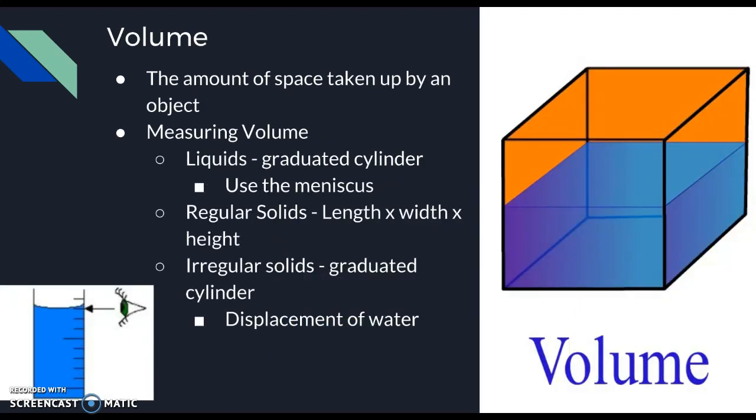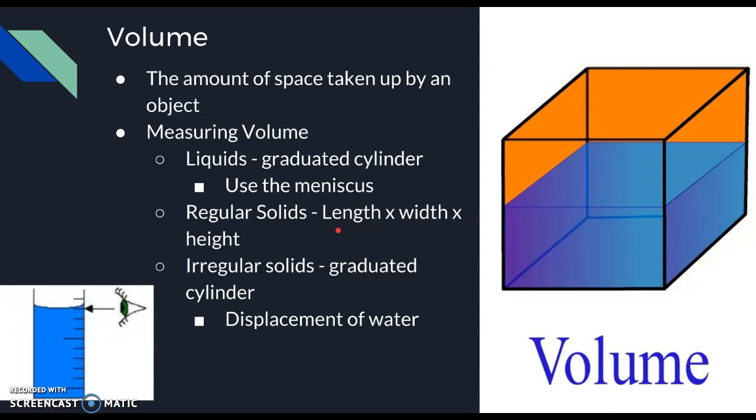Okay, so volume is the amount of space that is taken up by an object. How much space is in here within the box? Now, we measure liquids using a graduated cylinder. We'll use the meniscus, which is just the bottom of this. So we'll practice with that. I just want you to get familiar with that word.